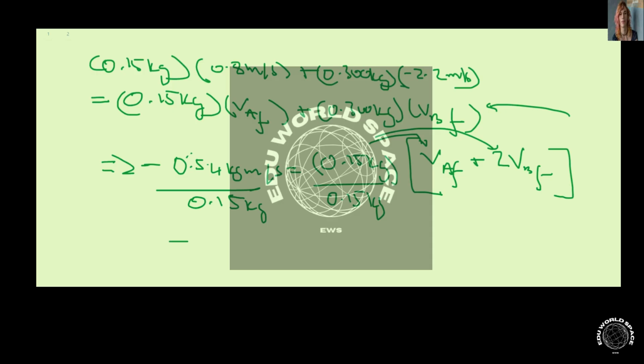And so we have an equation that says negative 0.54 divided by 0.15, 3.6. So negative 3.6 meters per second equals the final velocity of A plus twice the final velocity of B. So that's one equation we've come up with.